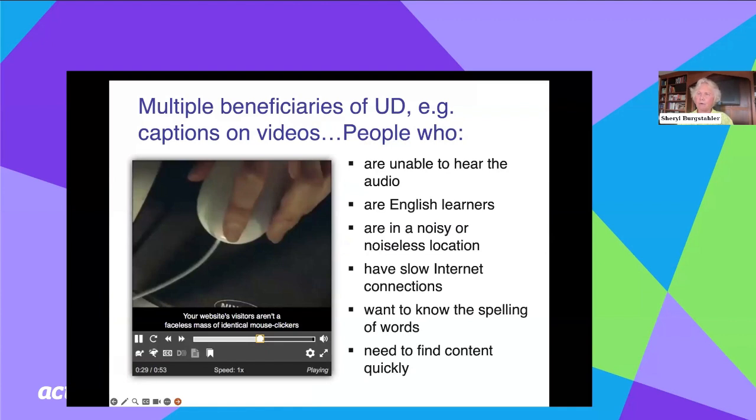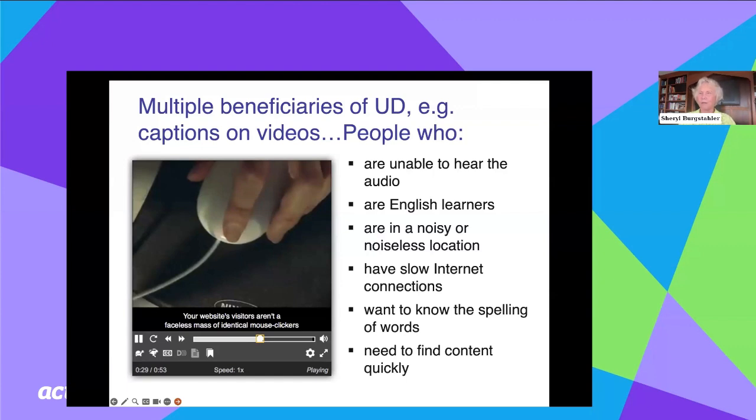I mentioned videos before, and as with other universal design, applying universal design by having those accurate captions benefits a lot of people besides those who can't hear the video or the audio. English language learners, as I mentioned, but it might be somebody in a noisy environment like the airport or a noiseless one like a library. They can benefit from captions.